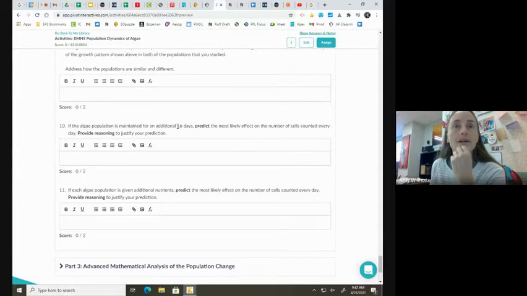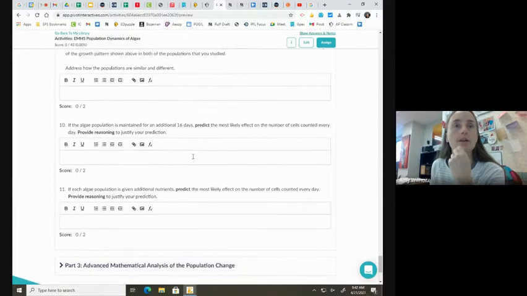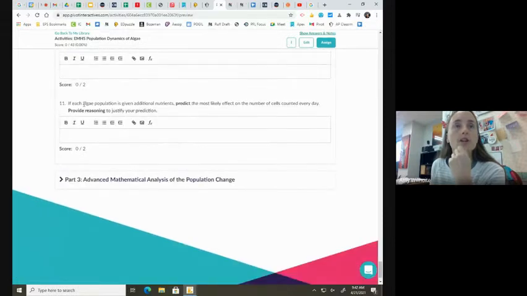What's going to happen if you keep it up for 16 days? And tell me why. You can do those. If each algae population is given additional nutrients, what's going to happen? Okay, so I do want you to think about those and answer those with your brain. I don't want to answer those for you. Does anyone have any questions about them? That's not what is the answer?